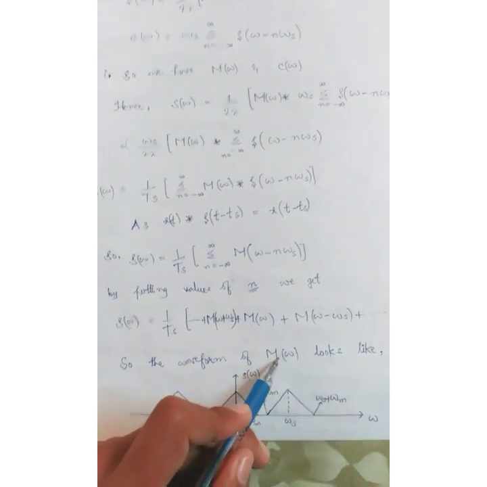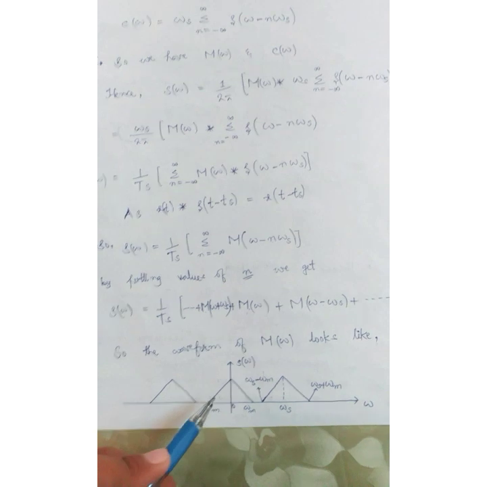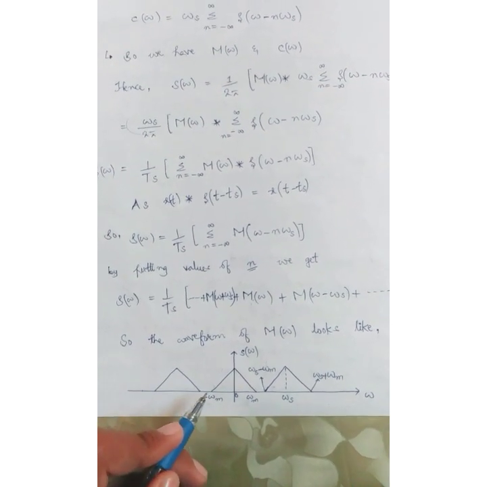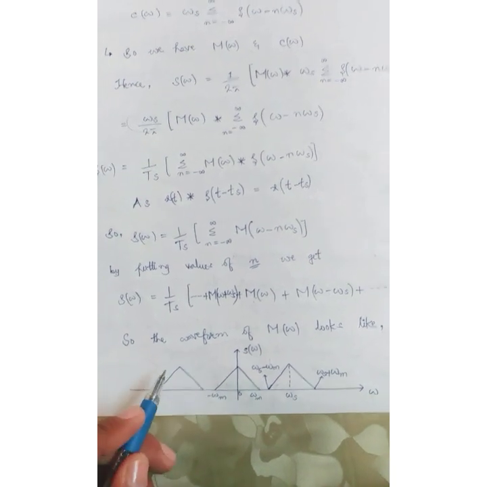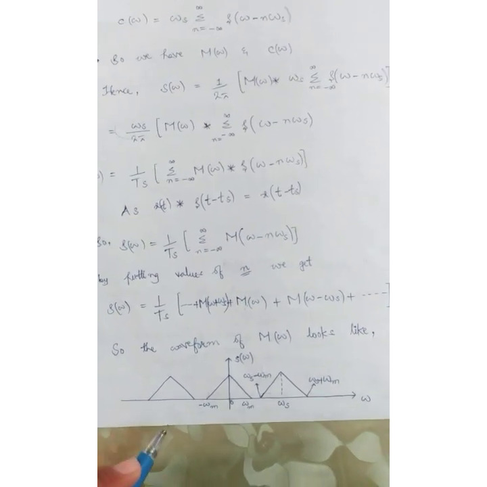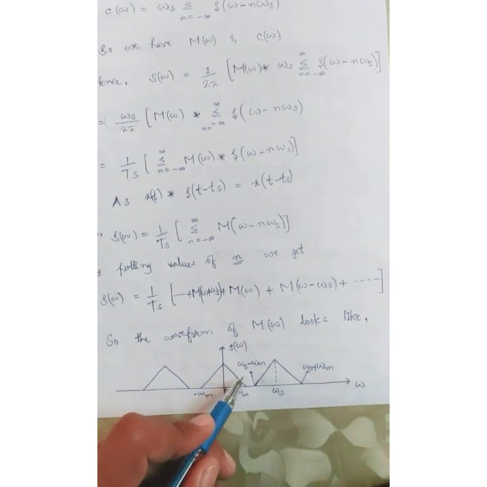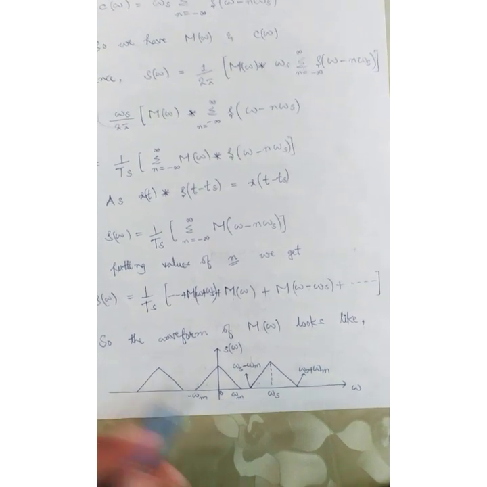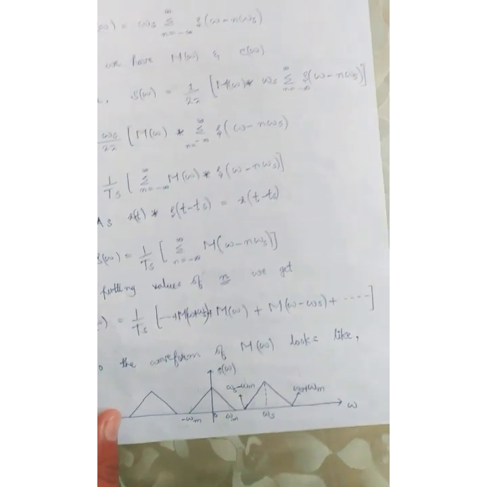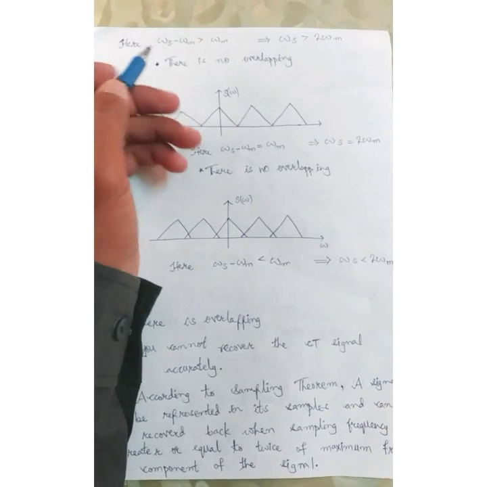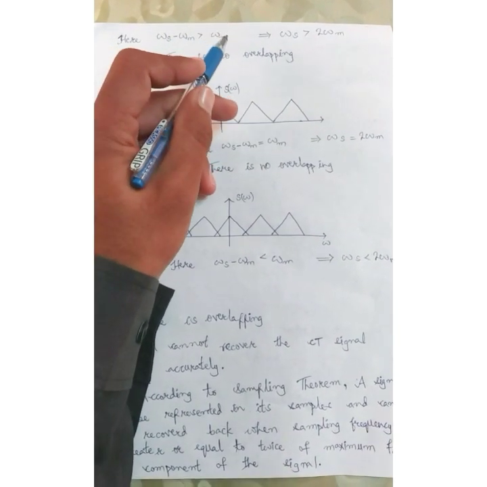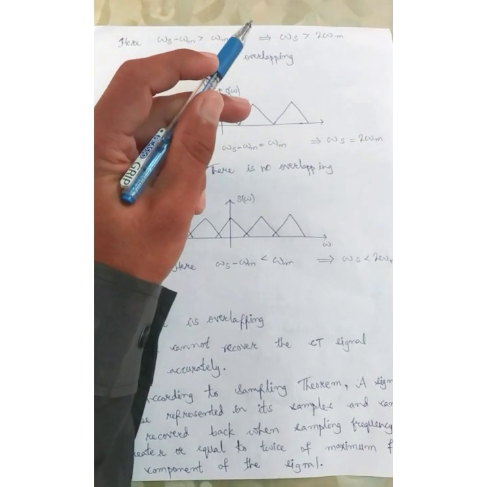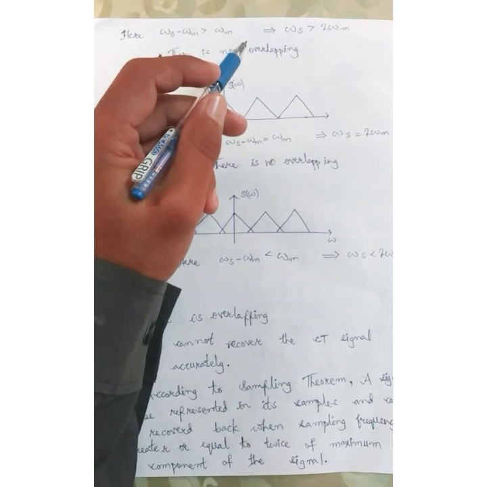So the waveform of delta of omega would look like this. As you can see, these portions of the waveform are far away from each other. They are not touching each other, neither are they overlapping each other. In this expression, omega s is the sampling frequency and omega m is the maximum frequency of the message signal. As we saw in the first case, omega s minus omega m is greater than omega m, which implies that omega s is greater than 2 omega m. So in this case there would be no overlapping.